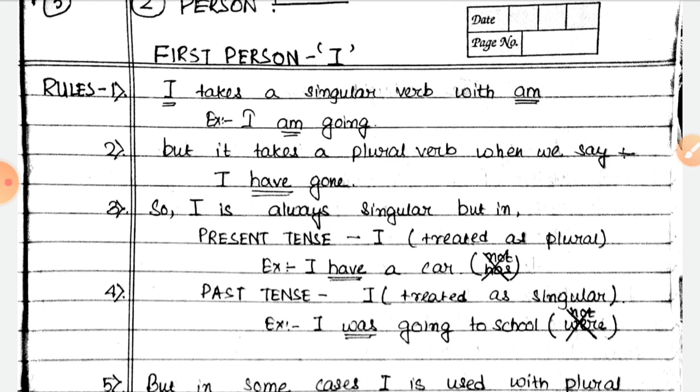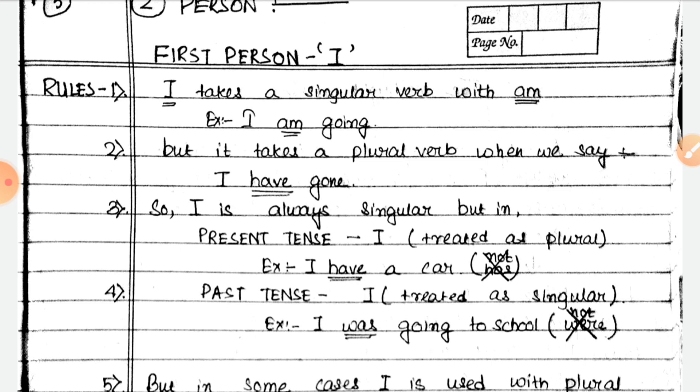Past tense, what is the past tense of I? I is treated as singular. So in present tense, I will be plural: I have a car. But in past tense, when things happened in the past, then what will happen? I will be taking a singular verb. I was going to school. There "I were" nahi hota hai.